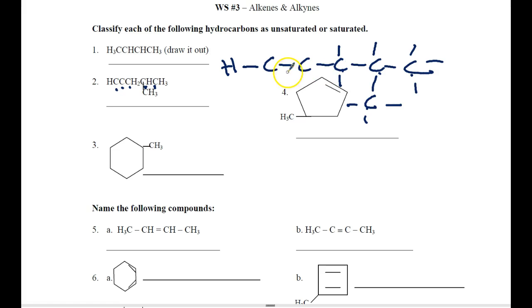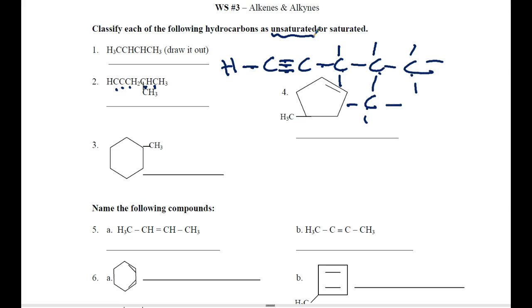Can't put a double bond there, so we must put something there. So 1, 2, 3. It must be a triple bond. 1, 2, 3, 4. Then that one has 1, 2, 3, 4. And let's name this creature. It looks delicious. It's unsaturated because it doesn't have the maximum number of hydrogens.